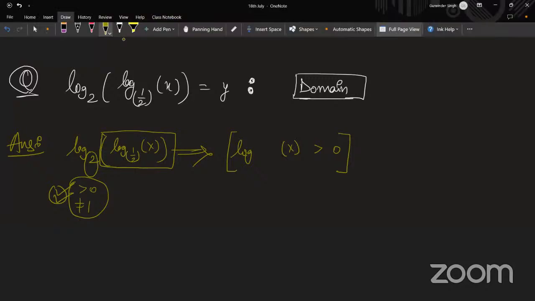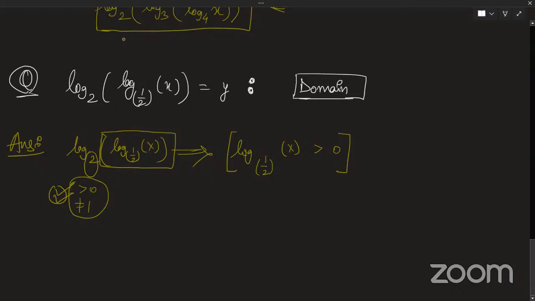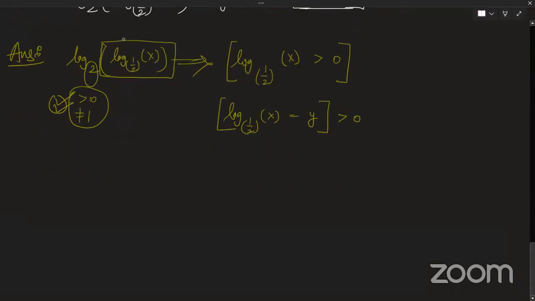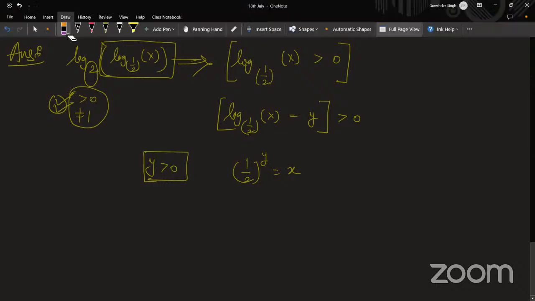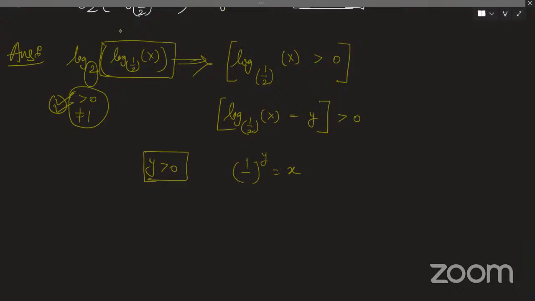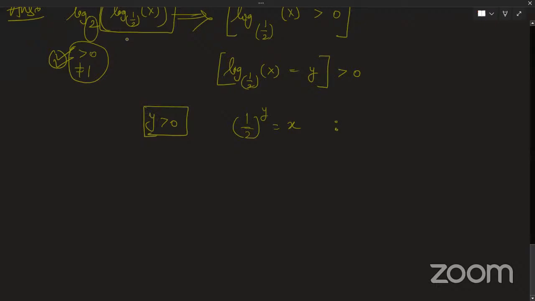Tell me, okay, I will just do it again for you. I will take this thing log half x to be equal to y, and this y is greater than 0. So basically half raised to y is equal to my x, but my y is greater than 0. So tell me, what is the value of x that I will get? Sir, it is less than 1. Correct. Bhavna.